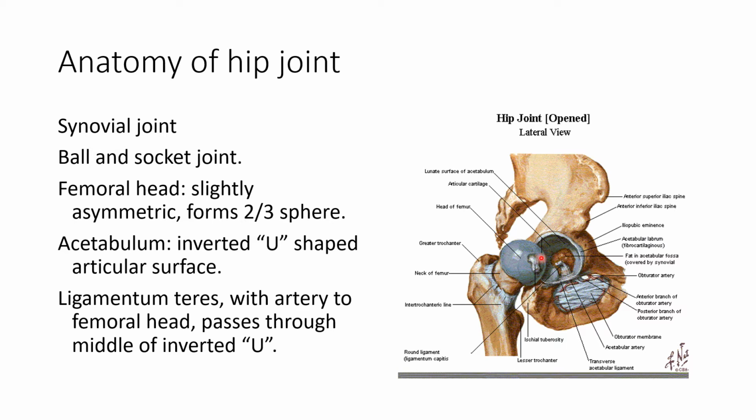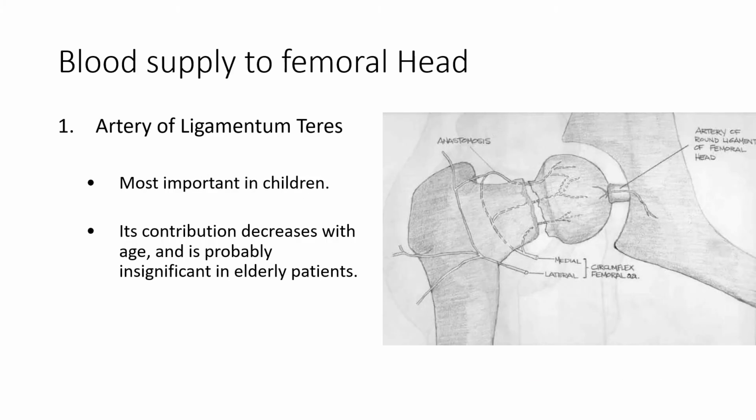Femoral head is slightly asymmetric, forms two-thirds of a sphere. And acetabulum is an inverted U-shaped articular surface. And this is the ligamentum teres, and it has an artery to the femoral head that passes through the middle of the acetabulum. So blood supply to the femoral head is very important because any damage to the blood supply can result in avascular necrosis of the hip joint, which is a very common condition and very debilitating.